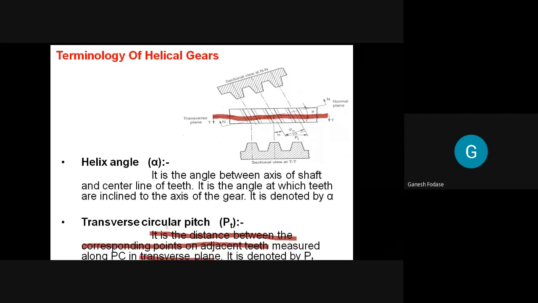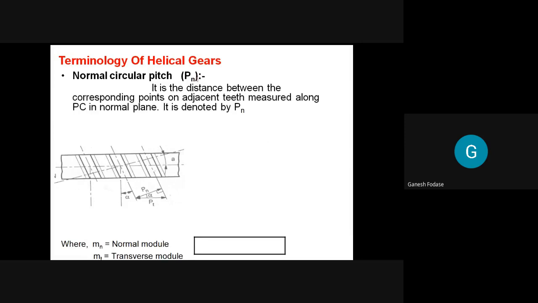But if this is measured along a normal plane, this one is the normal plane, then it is the normal circular pitch. So the circular pitch definition is the same. Along the transverse plane it is called transverse circular pitch, and along the normal plane it is called the normal circular pitch, denoted by Pt for transverse circular pitch and Pn for normal circular pitch.